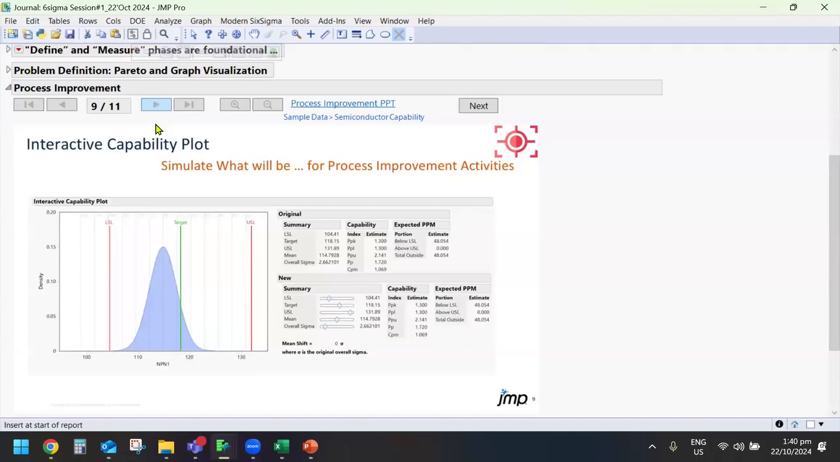So the second one is using the capability plot to simulate what will happen with your process improvement activity. Because in the end, you still need to quantify your Six Sigma project, right? You want to know, if I do all those activities, what will be the result? So what will be the tangible result, right?